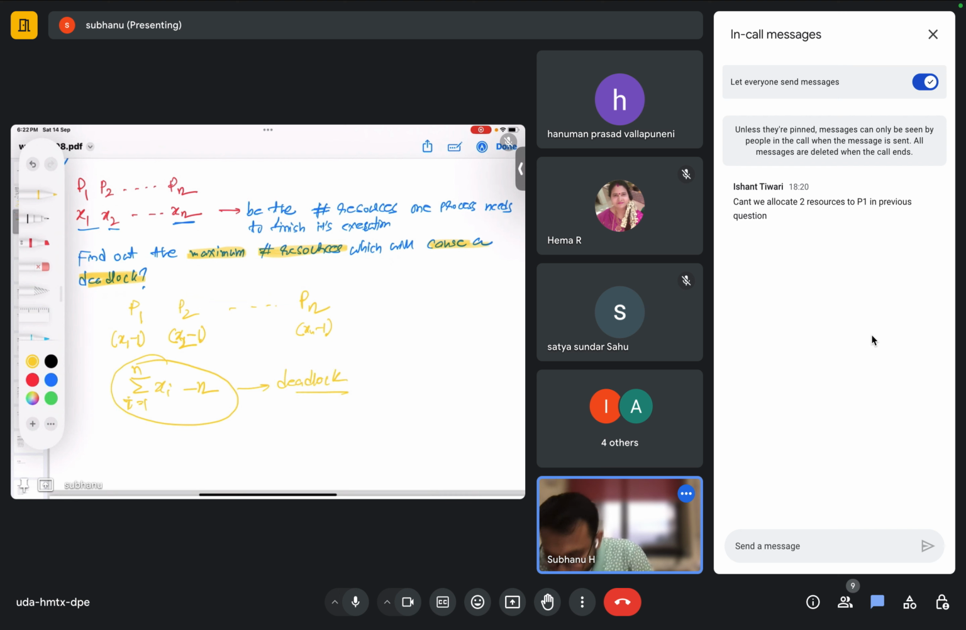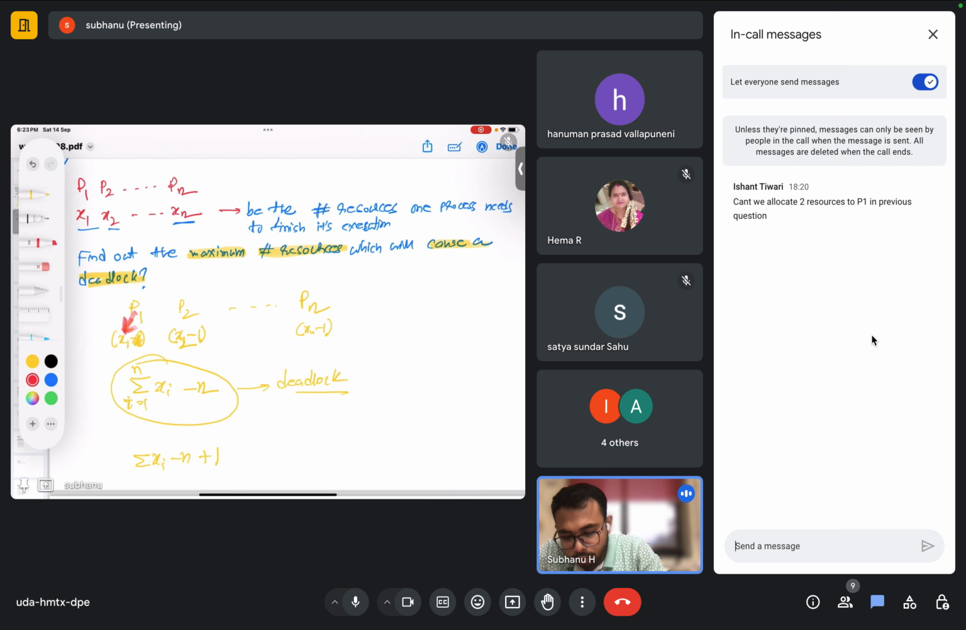Okay, so what I am trying to do here: if I have sigma xi minus n plus 1, that is, at least one extra resource, then this minus 1 will not be here, so P1 will have its x1 resources and P2 will be executed, and our work will be done. So there will not be any deadlock.